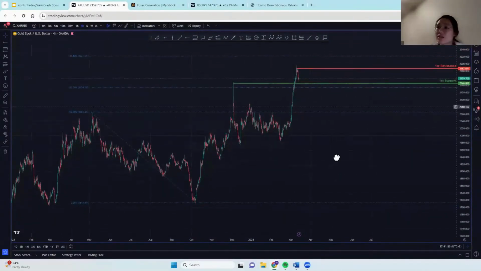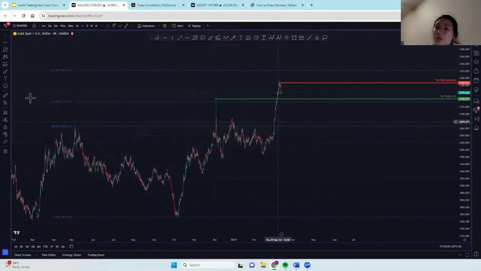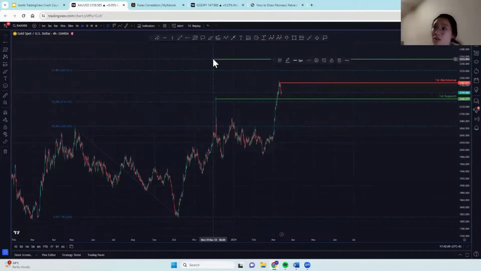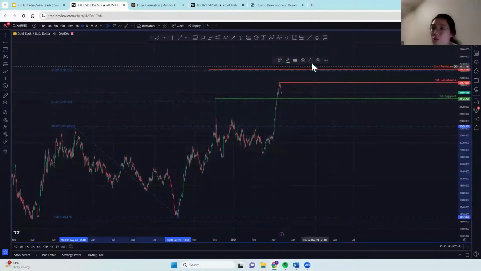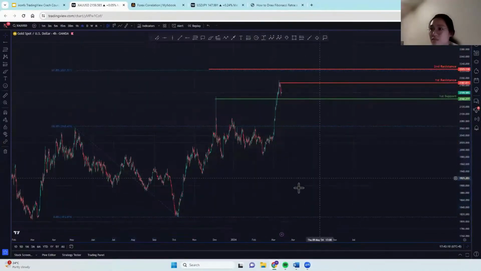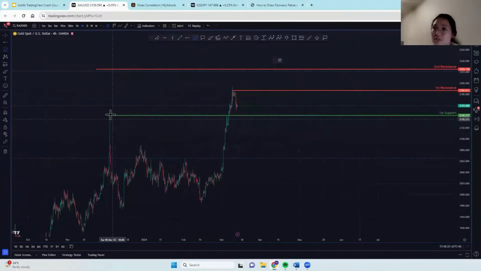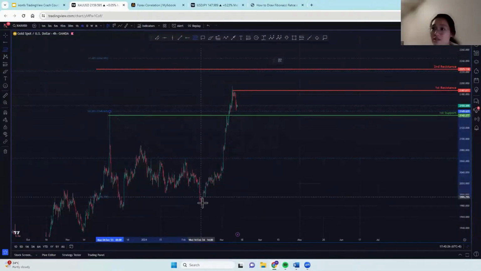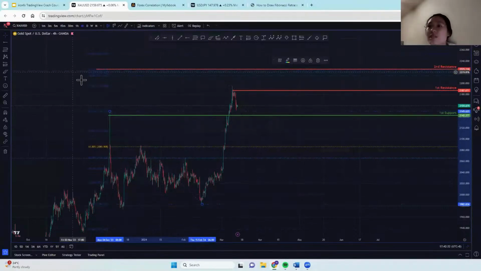So here we can see that my 127.2, oh wait, okay, even though this 127.2 lines up with our first support, it's no longer valid because price has already broken out of that area. So I'm just going to be highlighting this 161.8. Okay, zooming in, I'm gonna use the same technique over here. Okay, you can see the 127.2 lines up nicely with my first resistance.